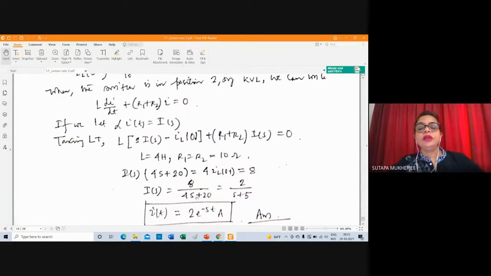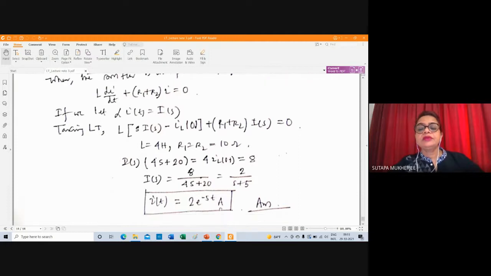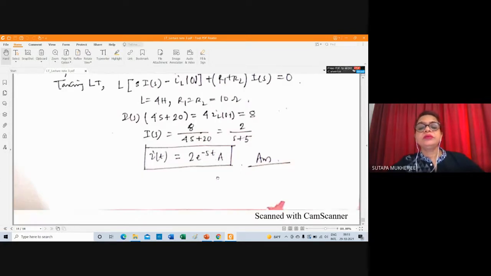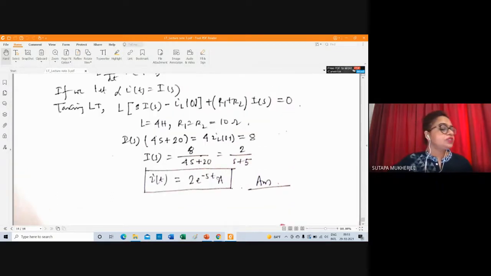Now do you remember? If it is 1 by (s plus a), what will be the inverse of that? e to the power minus at. So the answer is 2 e to the power minus 5t. Basically, this is the simple Laplace, and you have to take the inverse Laplace of this one. So this is our answer. Is it clear to all of you? This is very important.